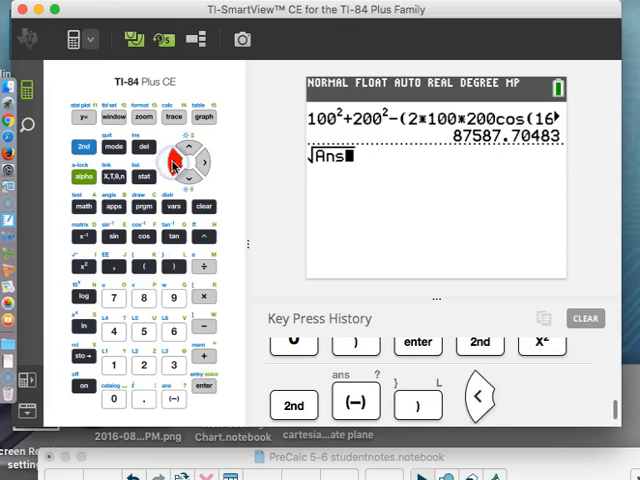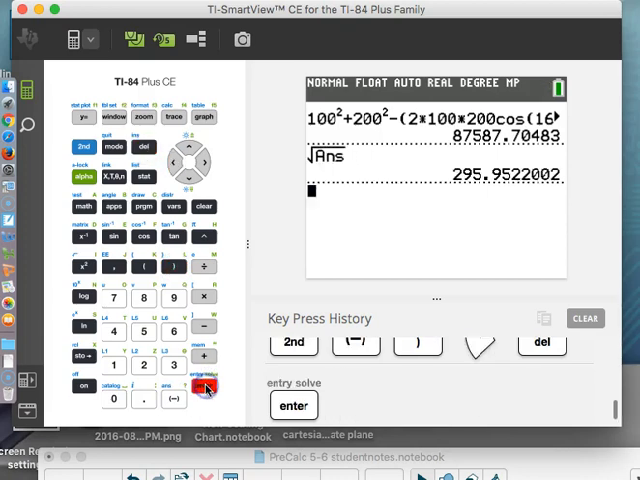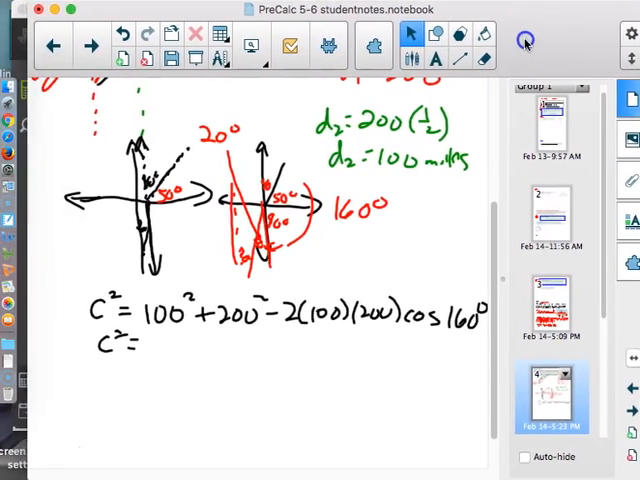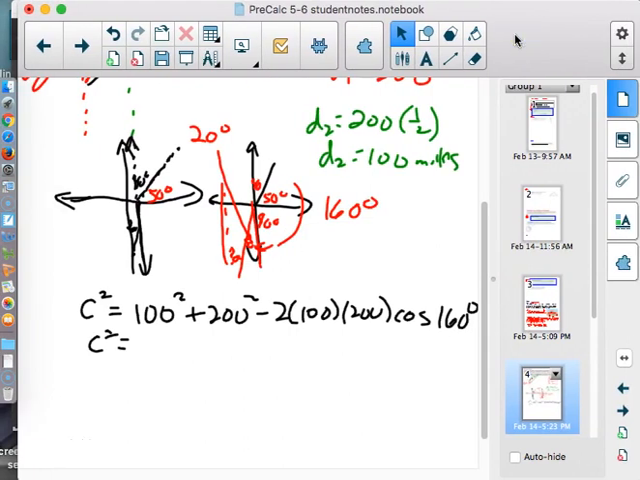Oh, and this one, my new calculator, already comes up with grouping symbols. So that gets us 295.952 miles. So let me get this back to the smartboard, which is awkward with all of these new settings.